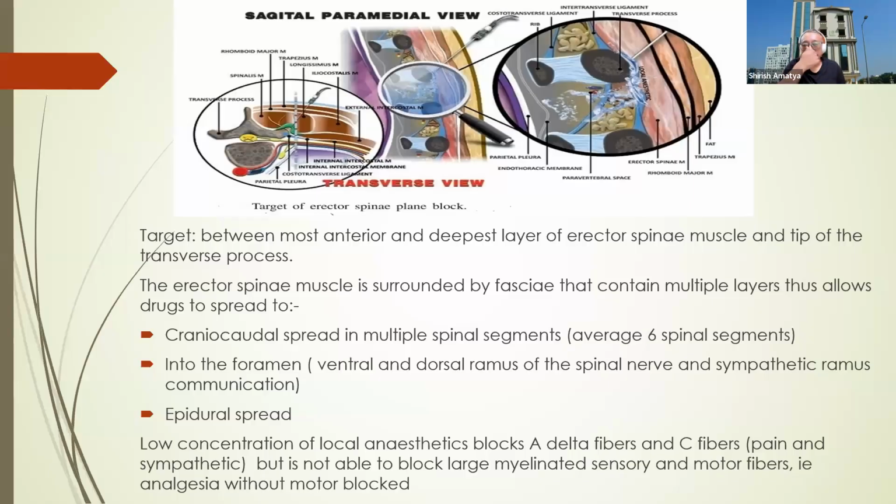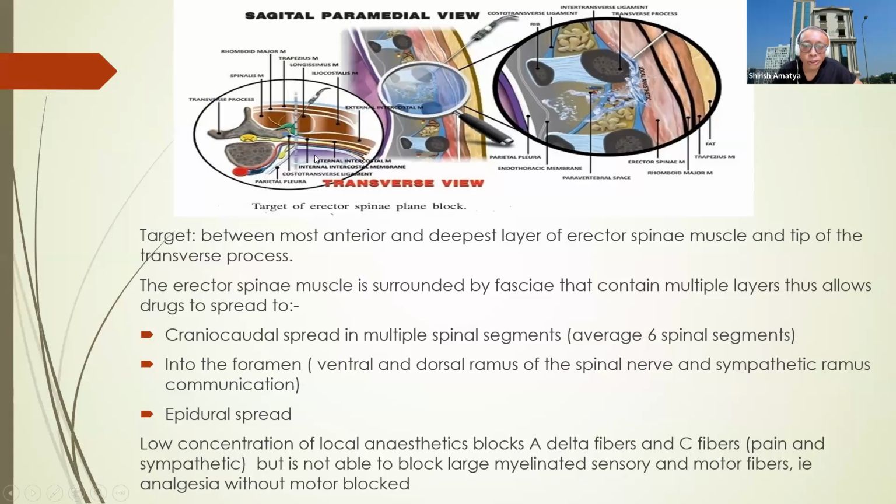So the target of the needle placement, as you have already seen demonstrated by Sir, is between the tip of the transverse process and the anterior and deepest layer of the erector spinae muscle. As shown in this picture, you can see the needle is at the junction between the tip of the transverse process and the anterior and deepest part of the erector spinae muscle.